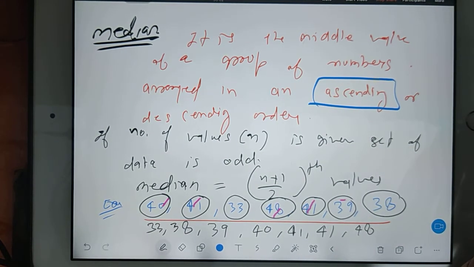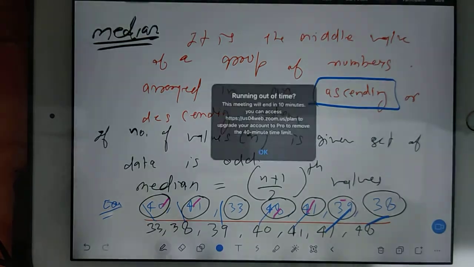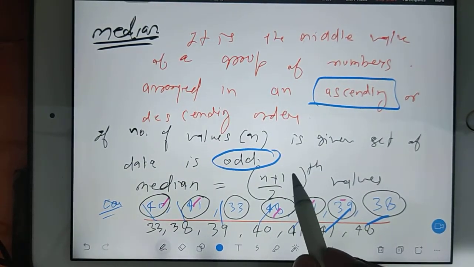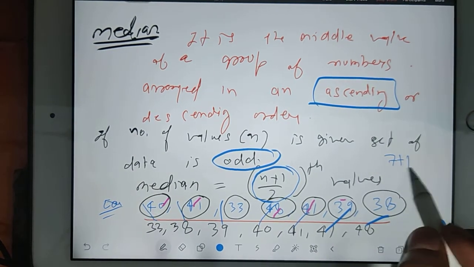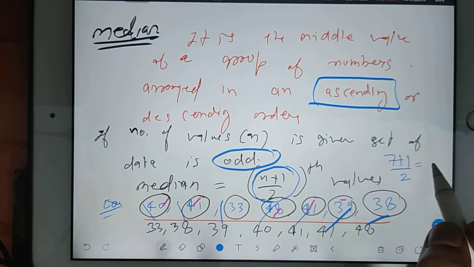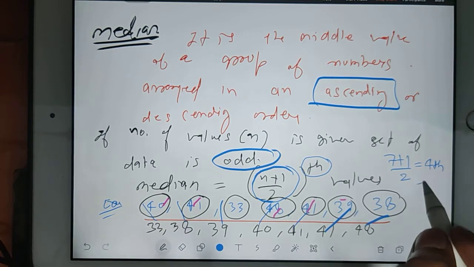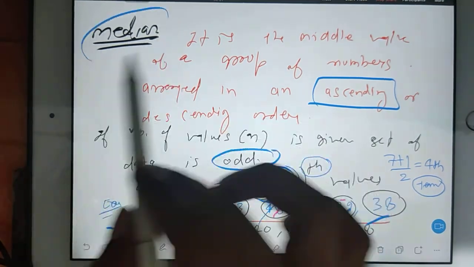Okay, now this procedure is write down them in ascending order. Then you check how many numbers are given. So 1, 2, 3, 4, 5, 6, 7. 7 are given. So 7 is the odd. So use this formula 7 plus 1 by 2. If you do, you will be getting answer as 4. But it is th here. It means what? Fourth term. Fourth term of this series will be your median.